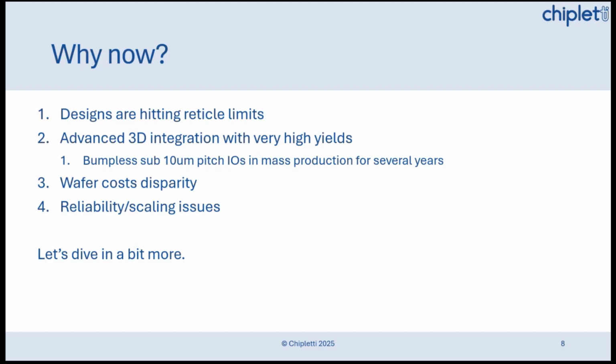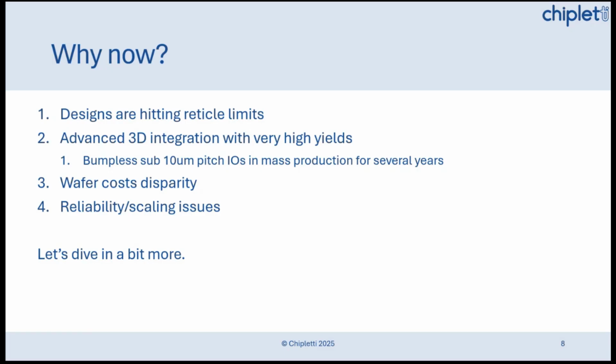Advanced 3D integration, which I talked about, has now got really high yields. The yields are as good as mature process nodes, so in the very high 90s. I'll come on to the wafer cost disparity as one of the reasons why now, and reliability and scaling issues. If you make something on a more modern process node, your yields are going to be down, and even the SRAM design is less reliable. So there are more yield issues on memories compared to logic.